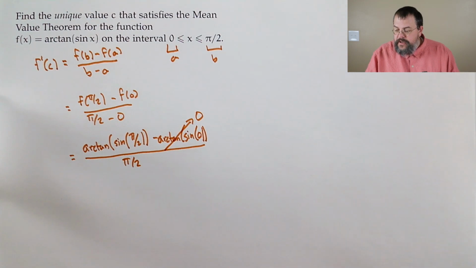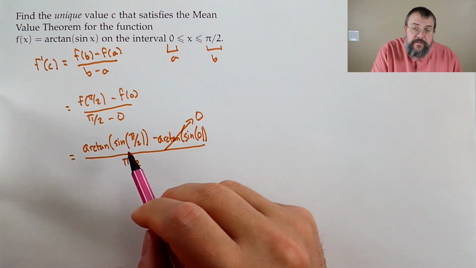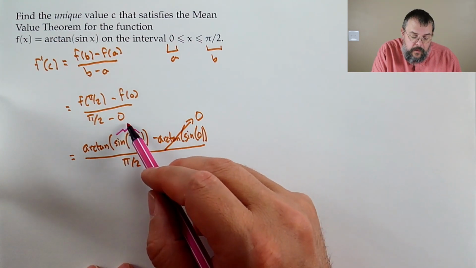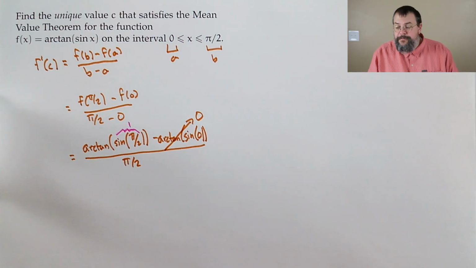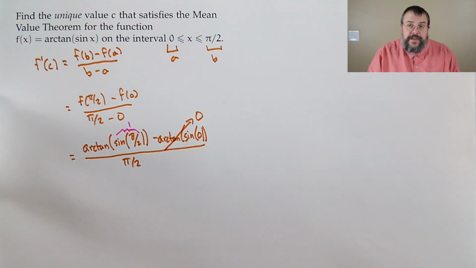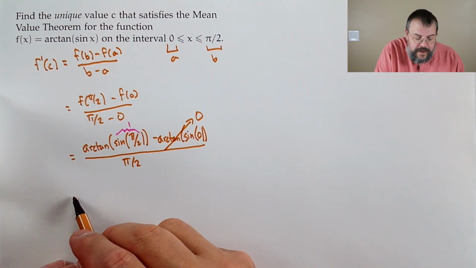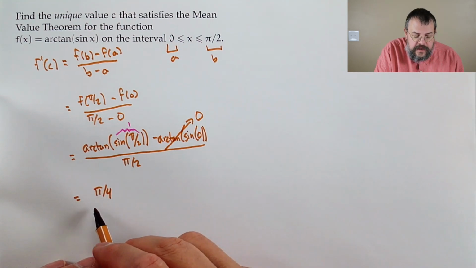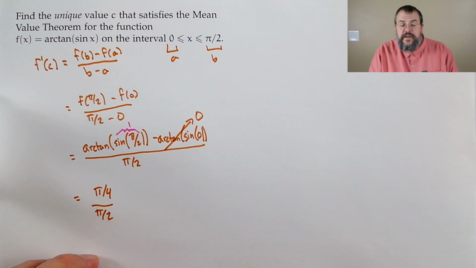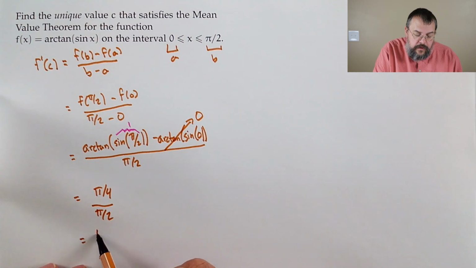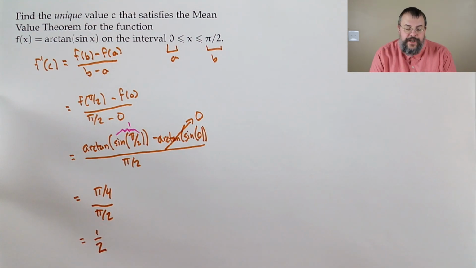Well, it's a little bit more subtle. Let's think about it. Sine of pi halves, this part is 1. Now, what is arctangent of 1? Arctangent of 1 is pi fourths, because the tangent of pi fourths gives us 1. So what we end up with is pi fourths upstairs over pi halves downstairs. And if you clean this up, this would be equal to 1/2. All right, so there we go. We need the derivative equal to 1/2.